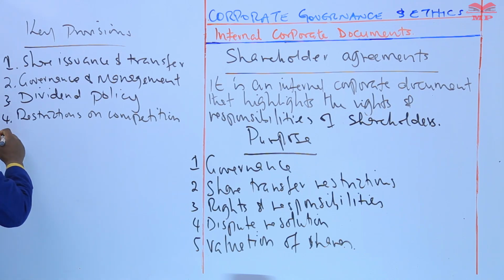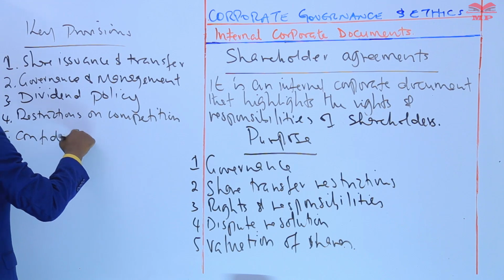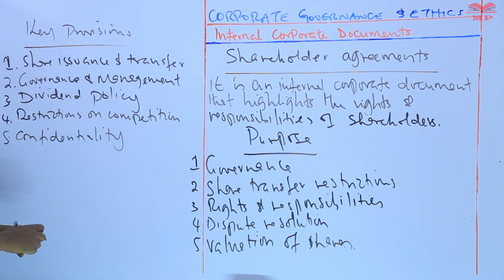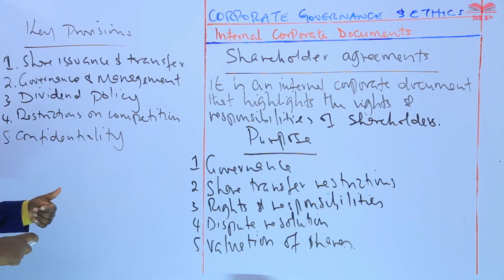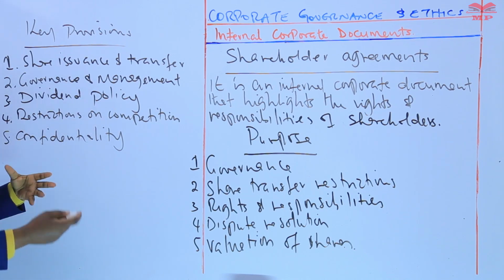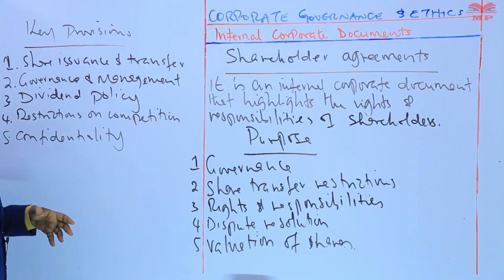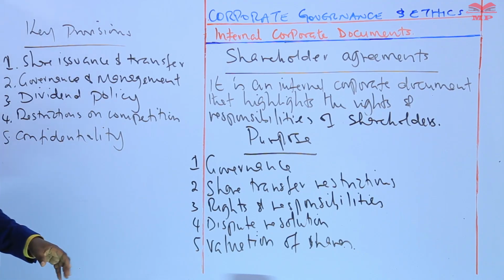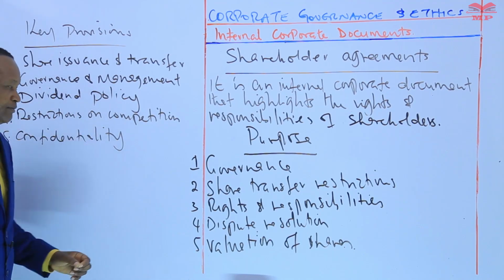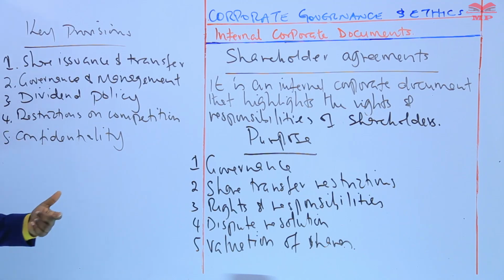Another provision could be in relation to confidentiality. These are provisions to protect the company's confidential information, because the shareholders may have access to information of the company, so they are bound not to reveal that information to third parties without the permission of the company. Confidentiality clauses or provisions.